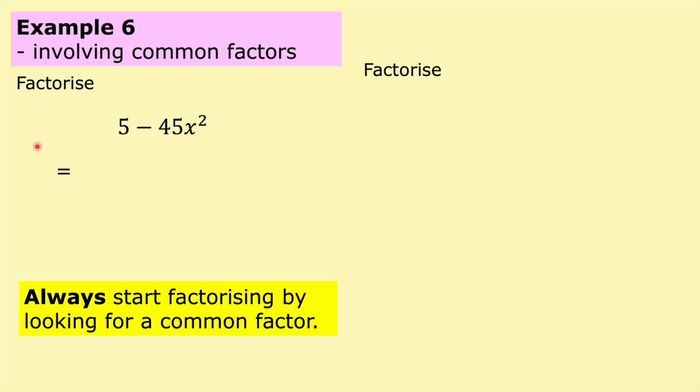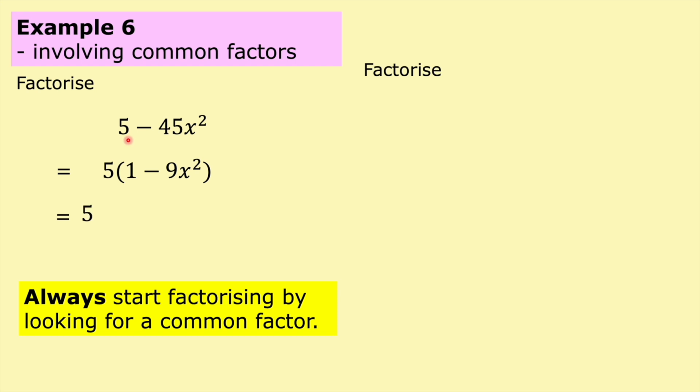So our common factor is 5. Take 5 outside of the bracket. 5 times what gives you 5? Well, 5 times 1. 5 times what gives you 45x squared? Well, 5 times 9 gives you 45, and then we need that x squared on the end. And now we have a difference of 2 squares, because remember, 1 is a squared number, and so is 9.